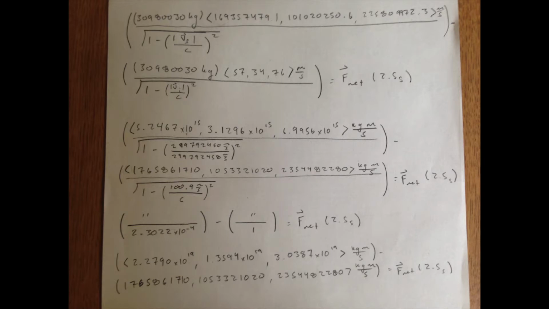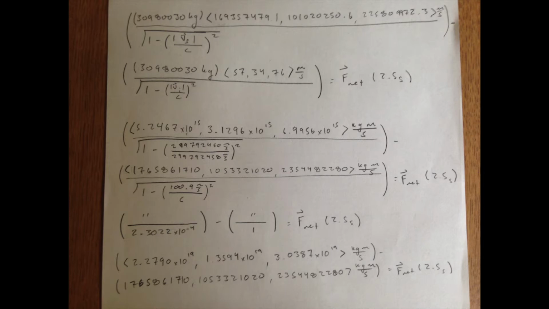Solving the denominators, we notice that the denominator for the initial velocity is approximately 1, but the denominator for the final velocity, which is close to the speed of light, is not 1. This causes the final momentum to be much higher than what it would be if it was at an otherwise lower speed. Finally, we get vectors for the initial and final momentum.